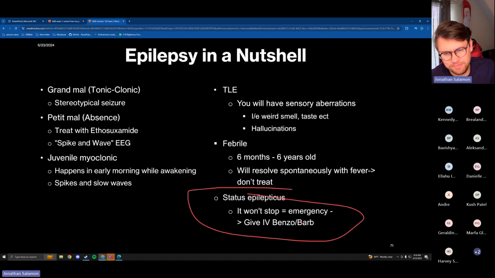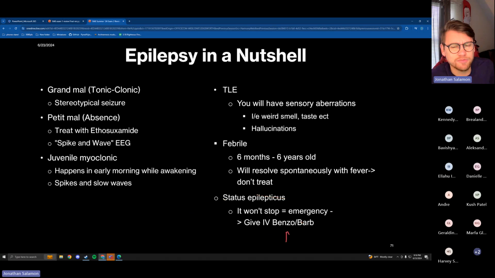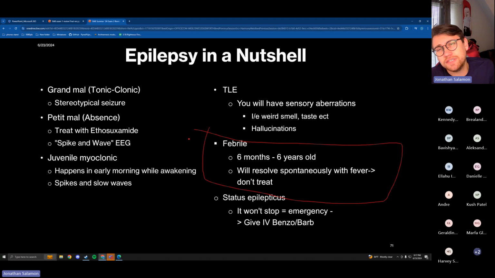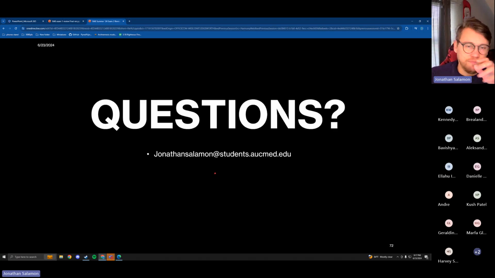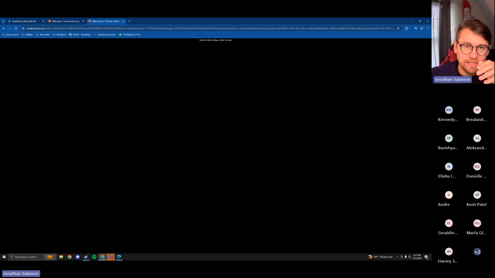We talked about status epilepticus. This is more than 5 minutes. Give IV benzos or barbs, preferably benzos. And then febrile seizures. Do not treat febrile seizures. Treat the fever. The seizure will go away. This is normal. I think like 10% of infants have febrile seizures, which seems way higher than it should be. All right, and that's actually it.